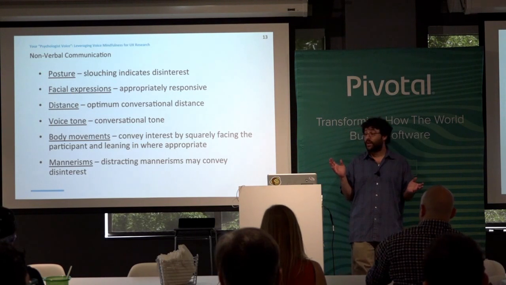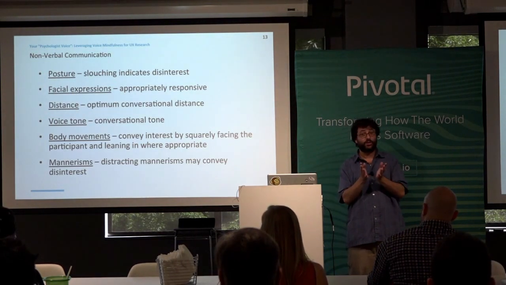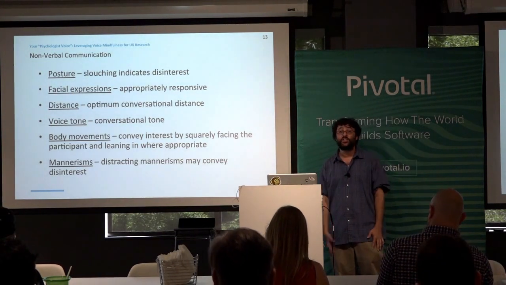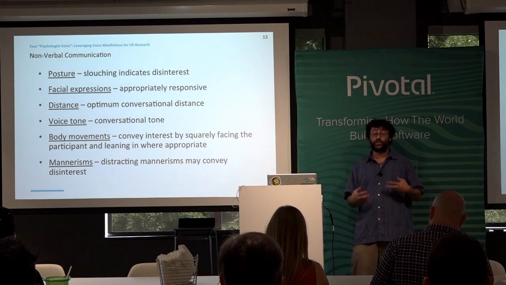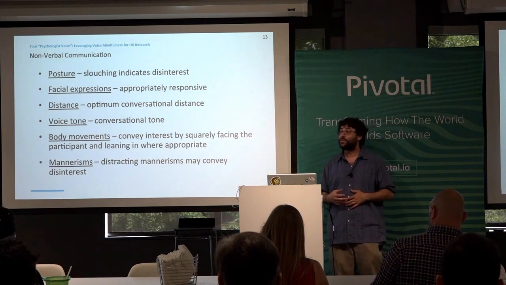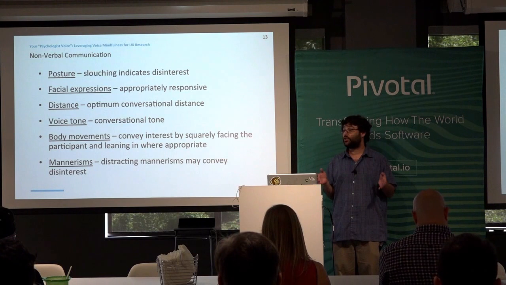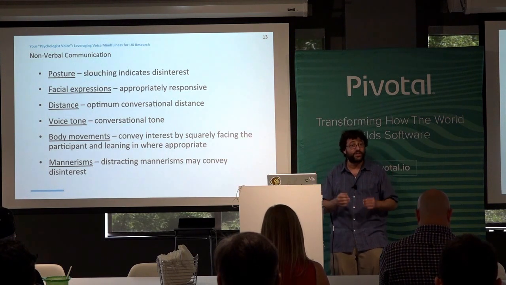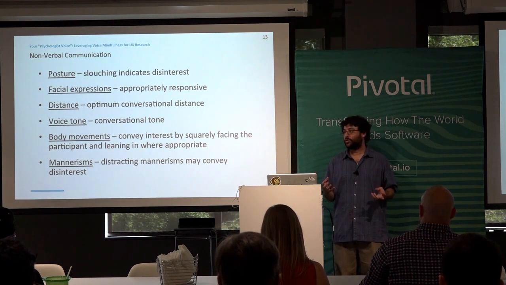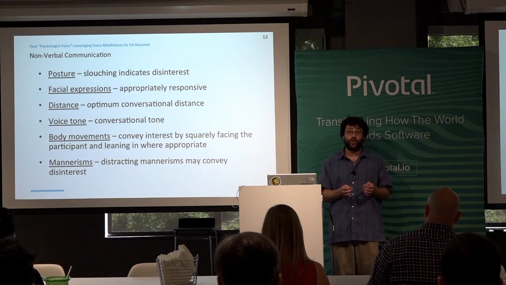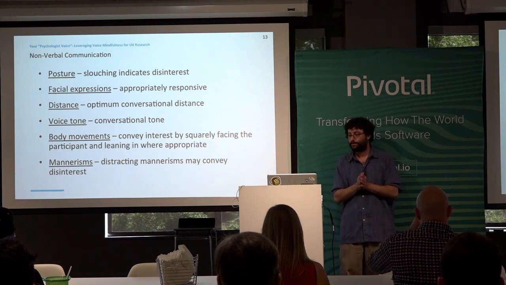So what are the components of nonverbal communication? Well, posture. So don't slouch when you're sitting in the chair with the participant in the room, because that's going to show disinterest. And plus, the moderator is the person in control in the lab. If you're slouching in the lab, you're losing control. You're not showing your authority of being the moderator there.